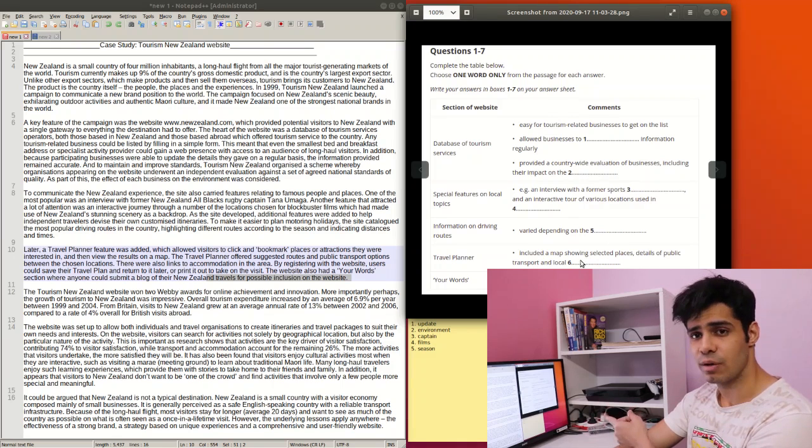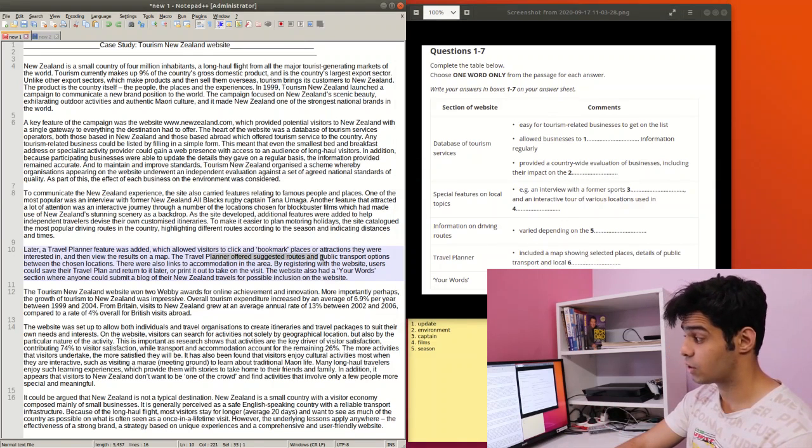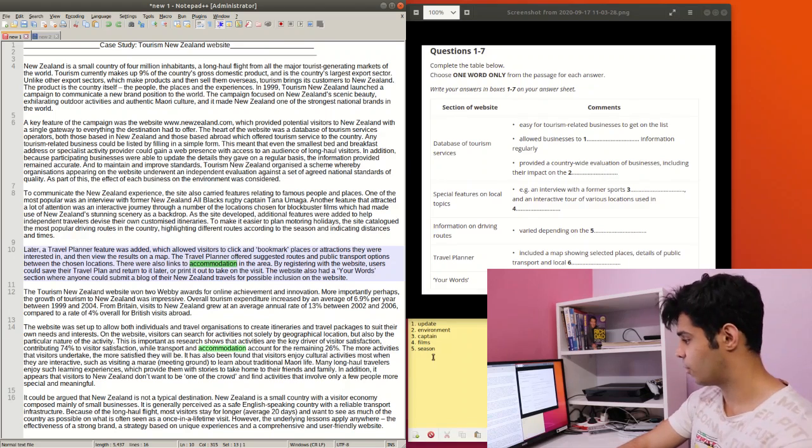And after that, you should get your answer. Or maybe before that, you should get your answer. Somewhere near public transport. So over here, remember we talked about the travel planner offered suggested routes, public transport options between the chosen locations. Okay. There were also links to accommodation in the area. And they're asking about, and local what? Well, in the area, local accommodation. So accommodation is the answer.